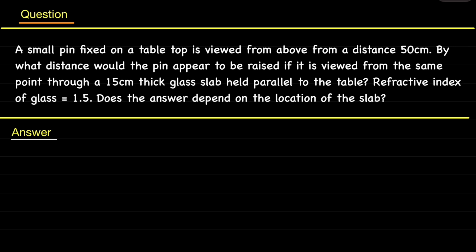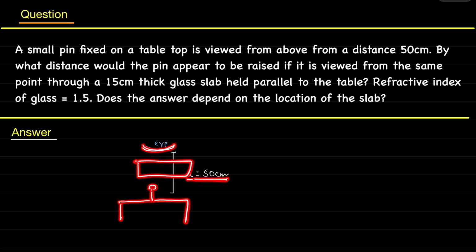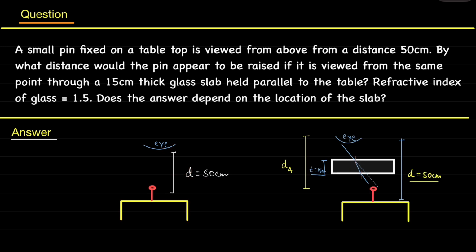Let's solve this question. Consider this is a table and on this table an iron nail is fixed and the person is viewing it from the top. The distance from the eye to the nail is 50 centimeter. Now we are placing a thick glass slab of thickness 15 centimeter between them. Somewhere we are placing it here, so it will look like this. This thickness is 15 centimeter. Now we have to find by what height the pin should appear to be raised.